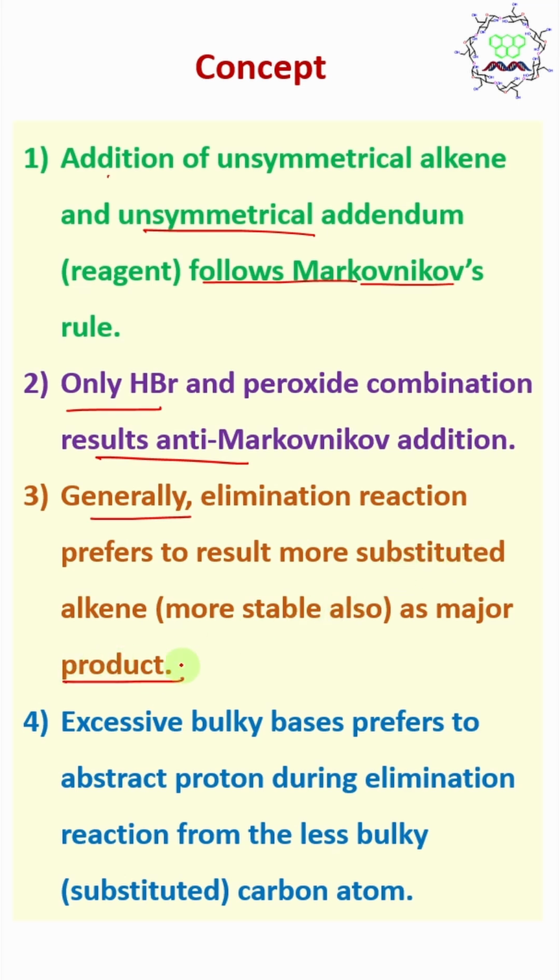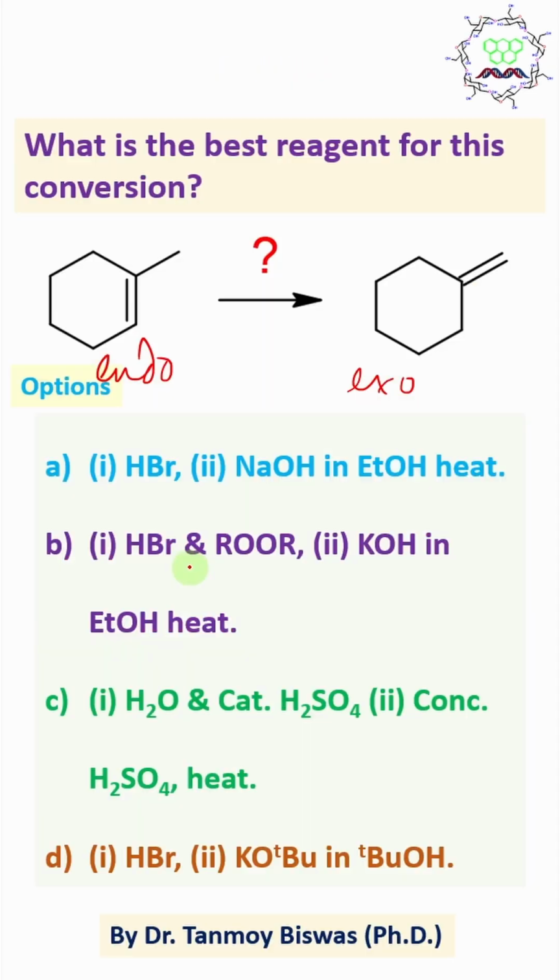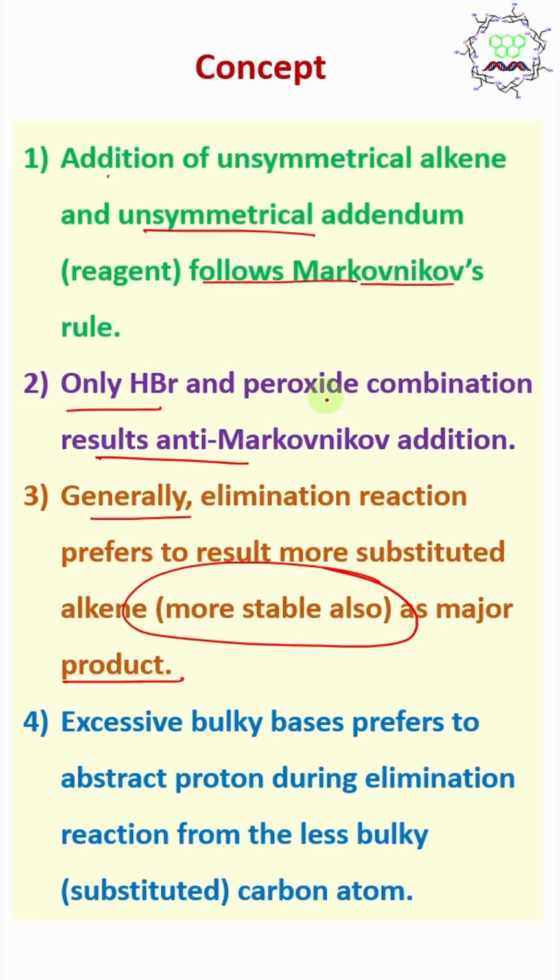during the reaction, the more substituted alkene is produced as the major product. That is the CSIR rule. Why? Because the more substituted alkene is more stable. Also, that's why I told you that exocyclic double bonds are less stable and endocyclic are more stable. So obviously, elimination reaction will prefer endocyclic double bonds.